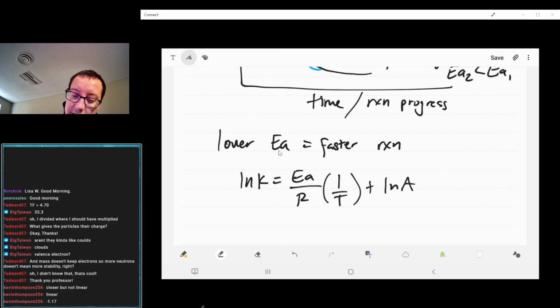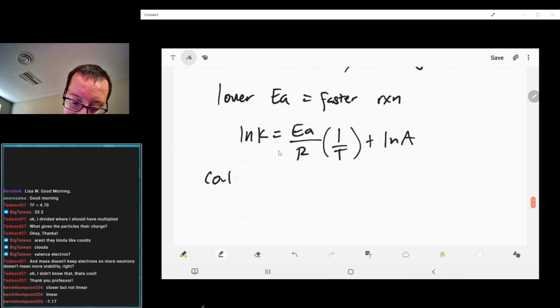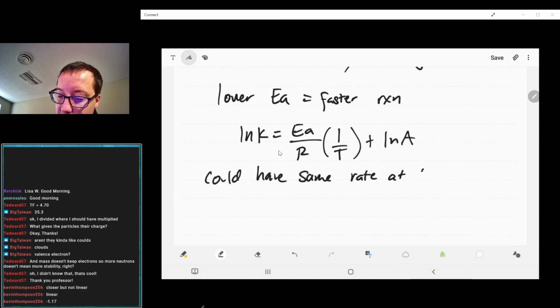This also tells us that we could have the same rate at a lower temperature instead. So maybe we need a certain temperature for a reaction to happen, but throwing in a catalyst would make it happen at room temperature or at 37 degrees Celsius. That's going to be more important for biology.